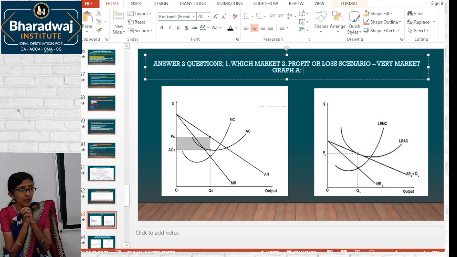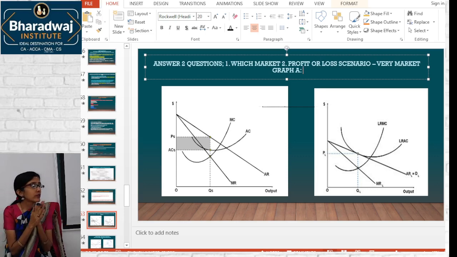Do you find the curve flat or steep? Is it flat or steep? So flat will be for which market? Monopoly, no? Then this steep is for monopoly, then flat is for what?